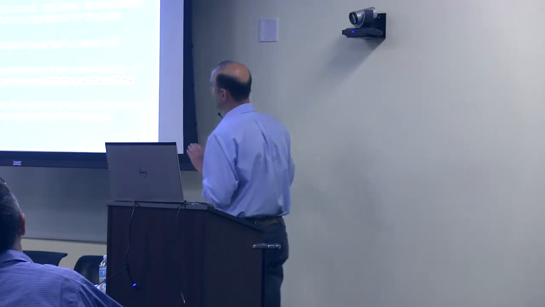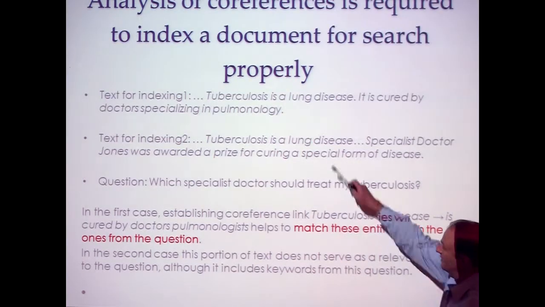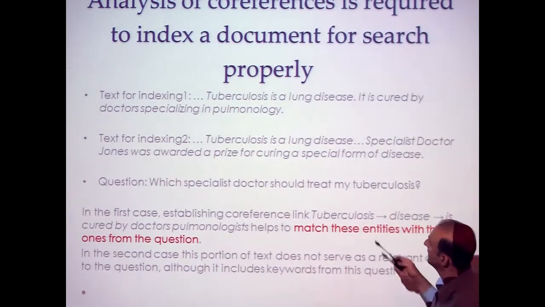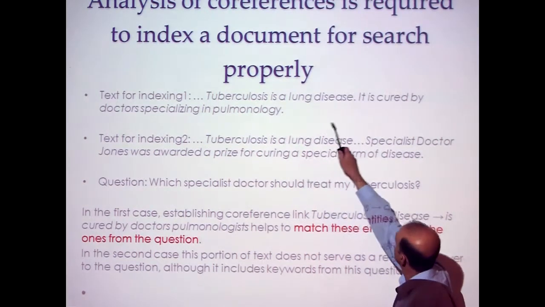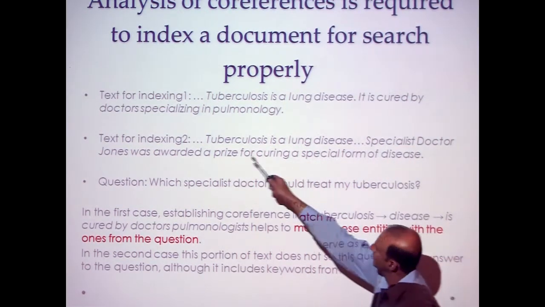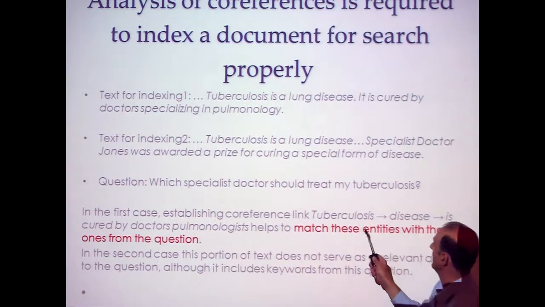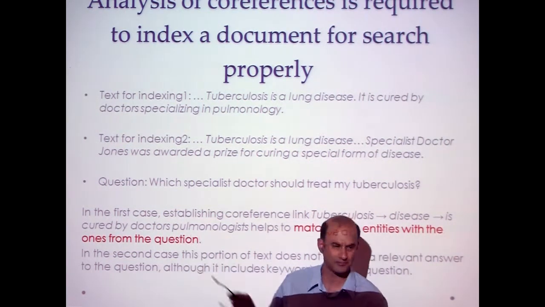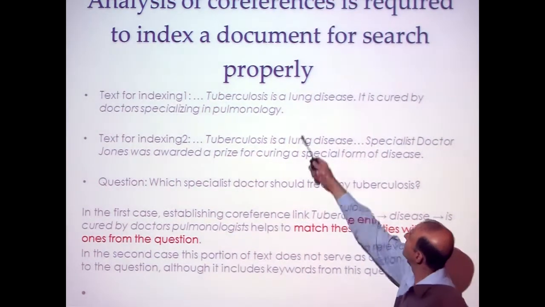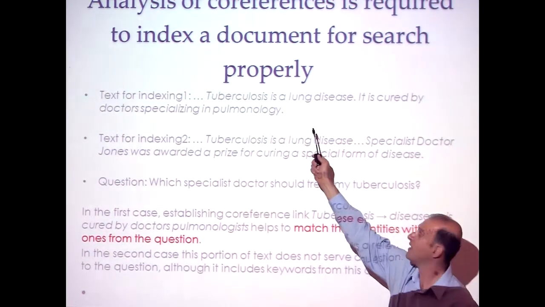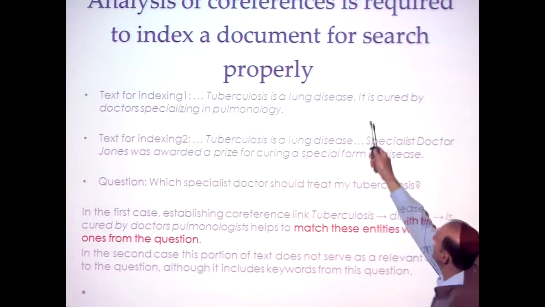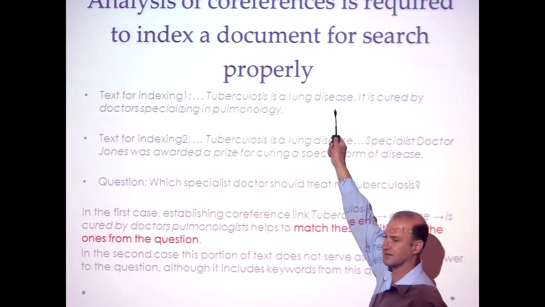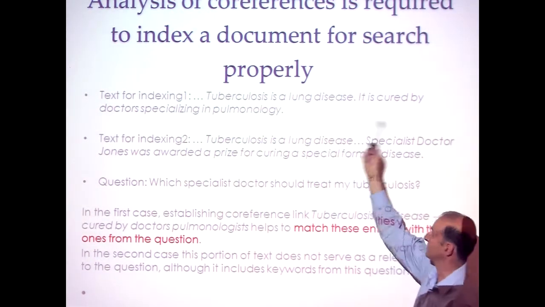And this is an example of an offer. We are building a search engine. There are two portions of text for indexing. In lung disease, it is cured by doctor. So here we have the link between tuberculosis, disease, and cured by doctor. So we have two different sentences, but there's an anaphora. It relates to disease. Therefore, we can link the sentences.